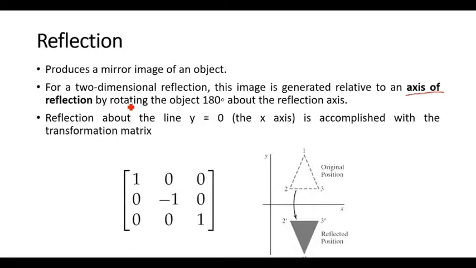Now this is generated relative to the axis of reflection. So this is equal to rotating the object by 180 degrees. Yeah, exactly 180 degrees. So reflection at the y equal to 0 line, that is the x-axis, can be accomplished using this matrix. This is the reflection matrix for reflecting the object over the line y equal to 0, or over the x-axis.